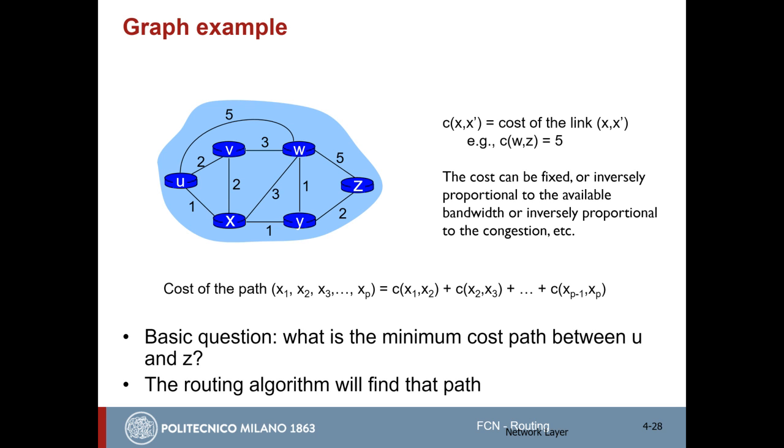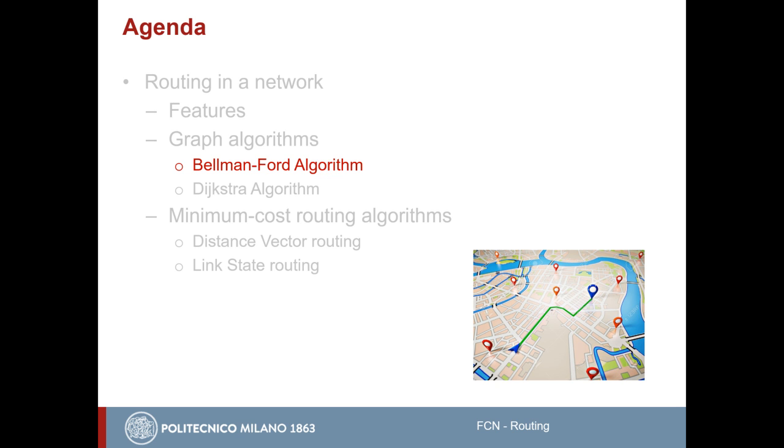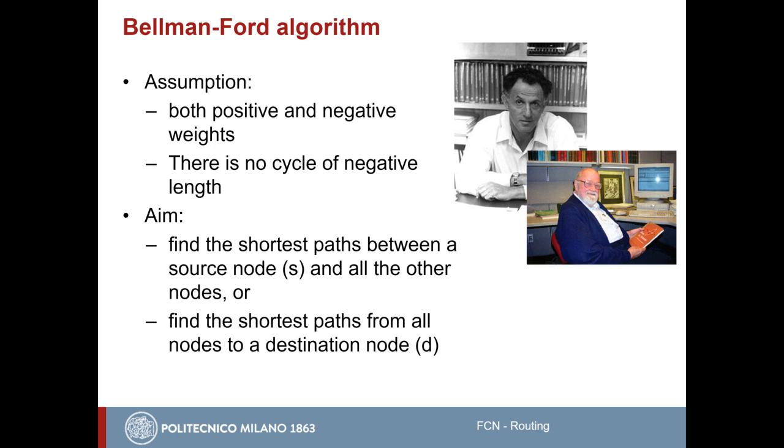And in order to answer this question, we have to exploit a routing algorithm. So now we are going to look at the most important routing algorithms in our case, Bellman-Ford and Dijkstra. First we define these algorithms using graphs, and then we will see what the implication is when you have not an abstracted graph, but an IP network. So let's start with Bellman-Ford.